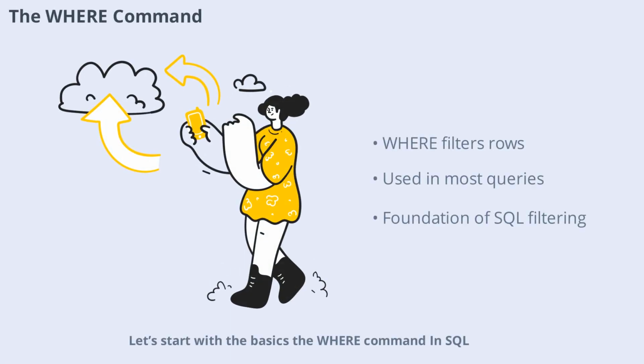Start with the basics, the WHERE command. In SQL, WHERE is used to filter rows based on specific conditions. For example, if you only want to see customers from a certain region or with sales above a certain amount, WHERE is your go-to tool. It's the foundation of all filtering in SQL and is used in almost every query you'll write. Understanding WHERE is the first step to mastering data selection.